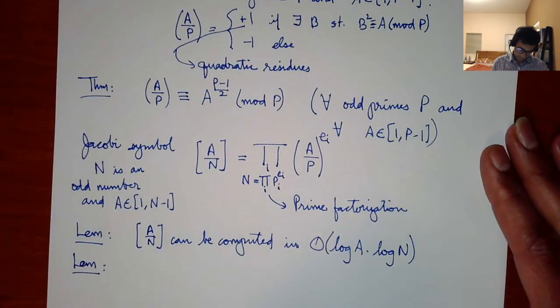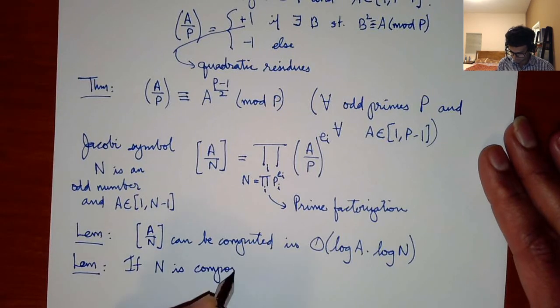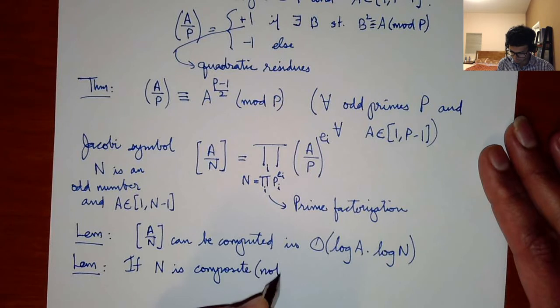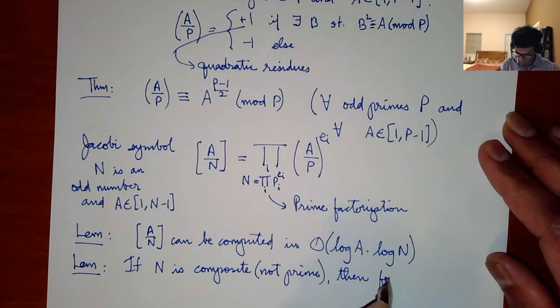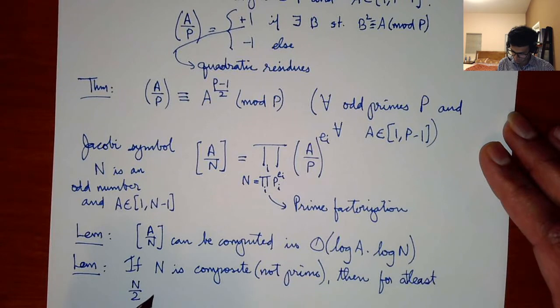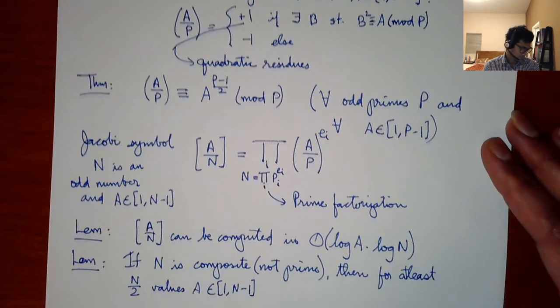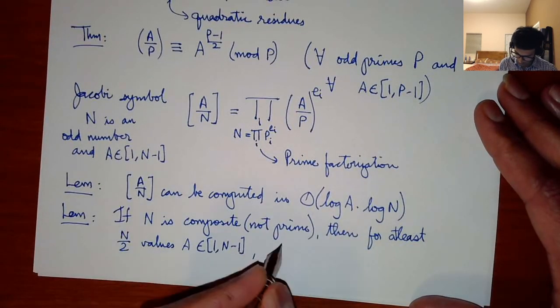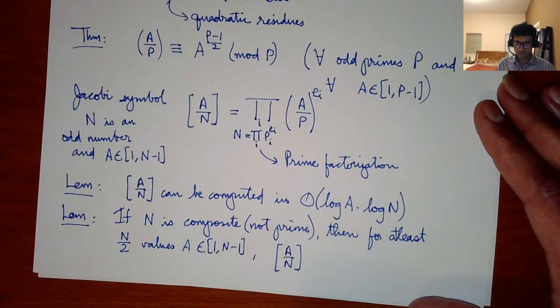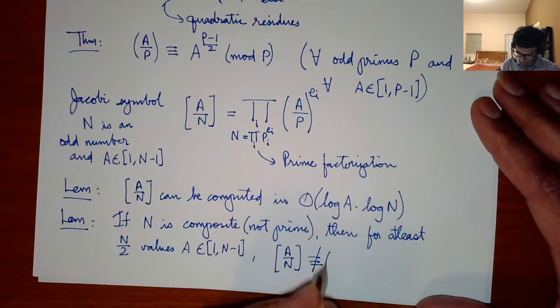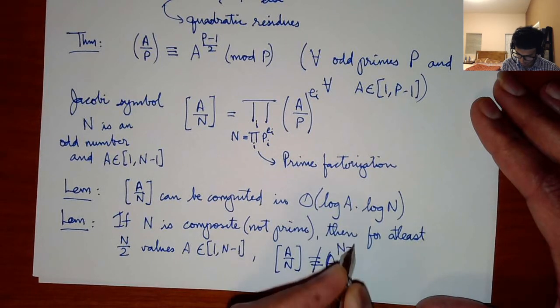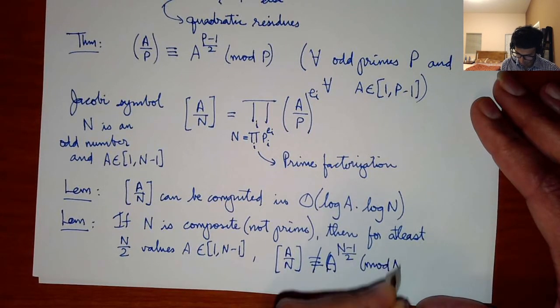And an even more interesting lemma says that if n is composite, so if n is not a prime, then for at least n over 2 values of A going from 1 to n minus 1, the Jacobi symbol is not equal to A to the (n minus 1) divided by 2 mod n.